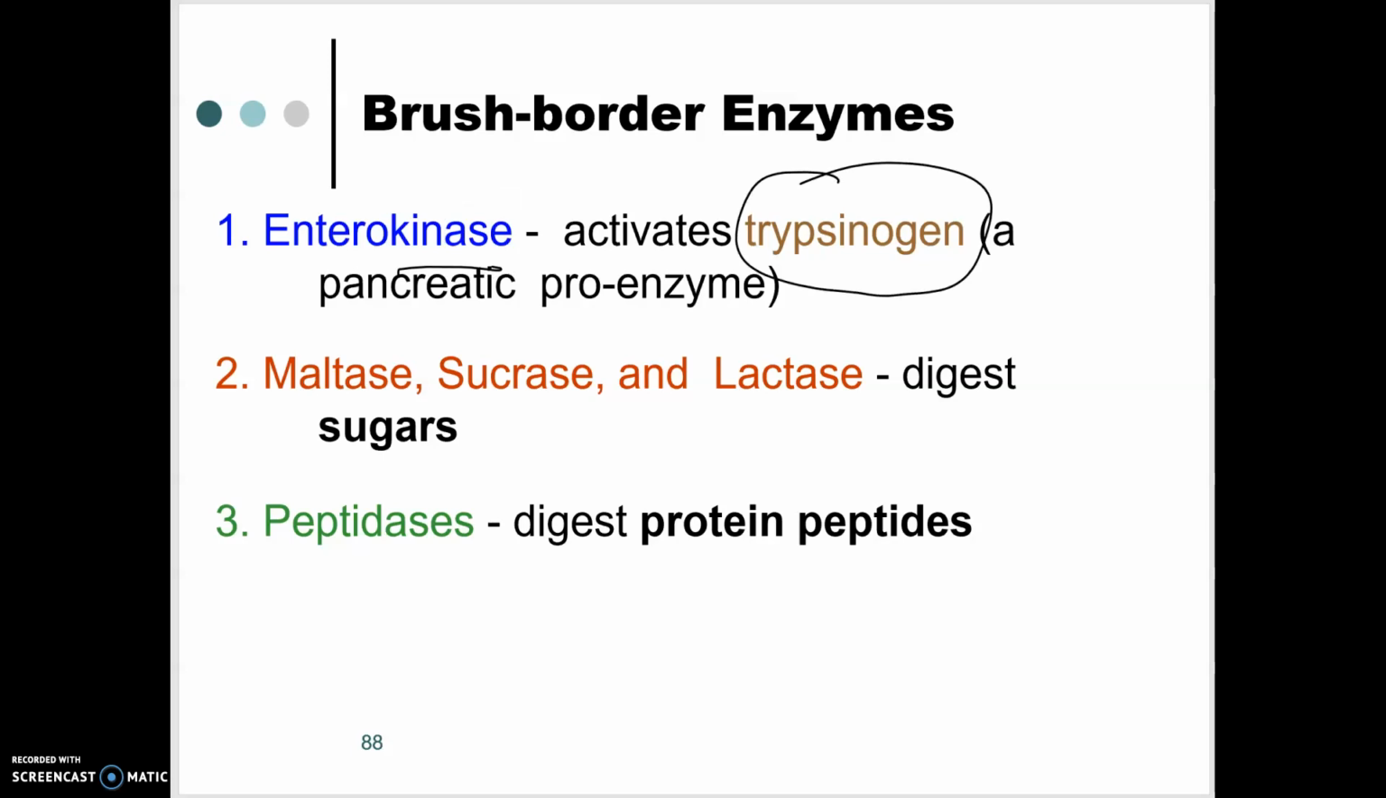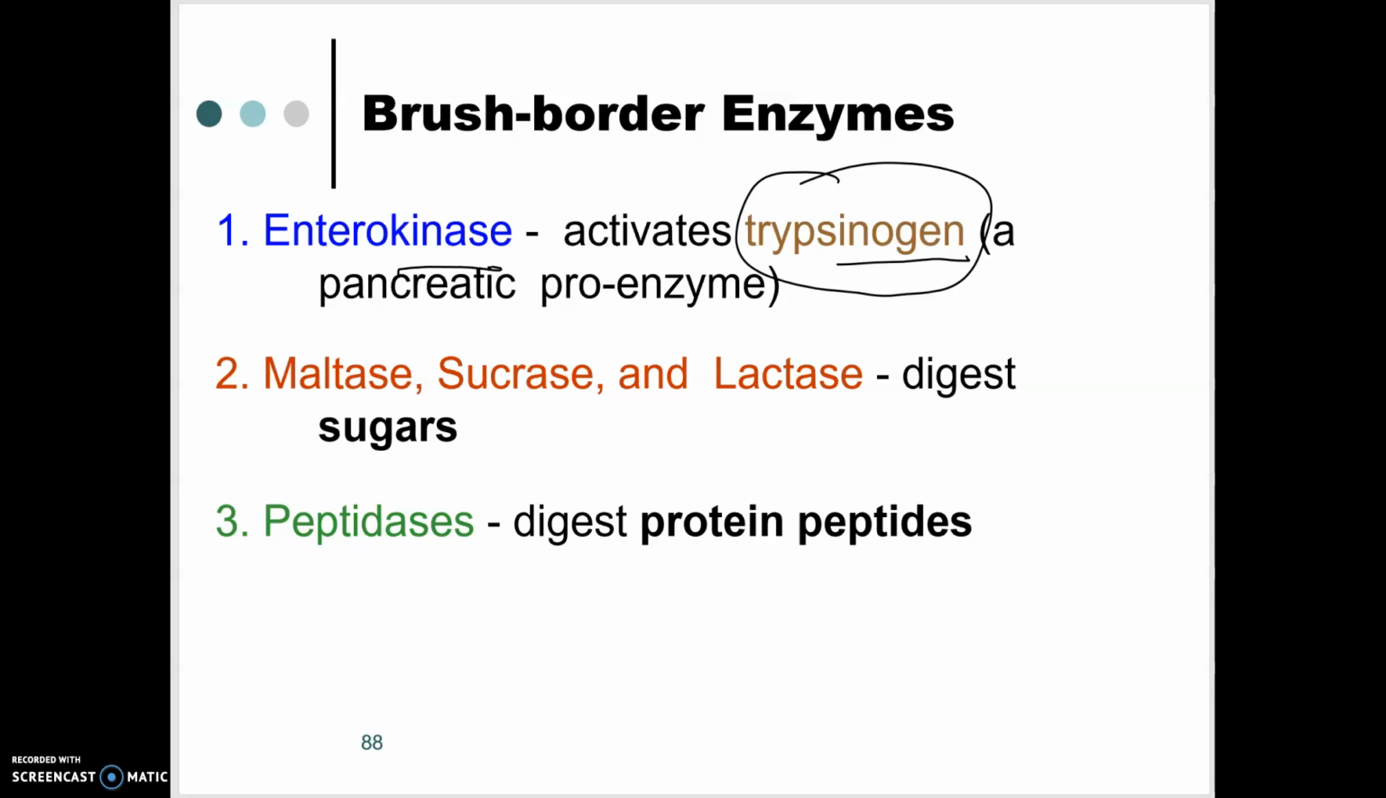Now, think back about when you last saw a word ending with ogen. All right, so this is another proenzyme. It's secreted by the pancreas, so it's going to come into play in digestion a little bit further down in the small intestine, but it's an important enzyme which goes on to activate another important enzyme.